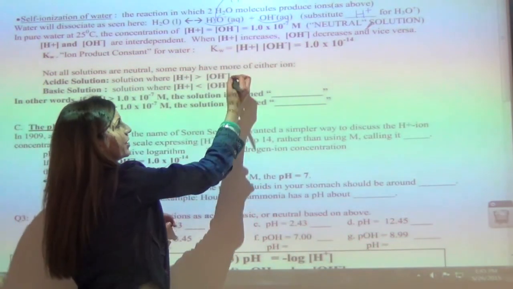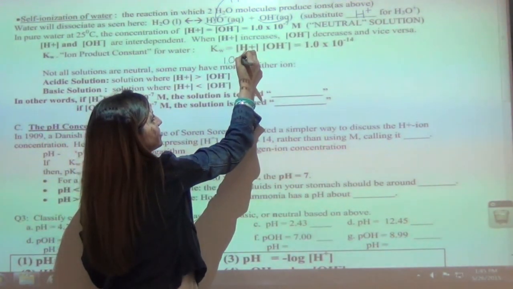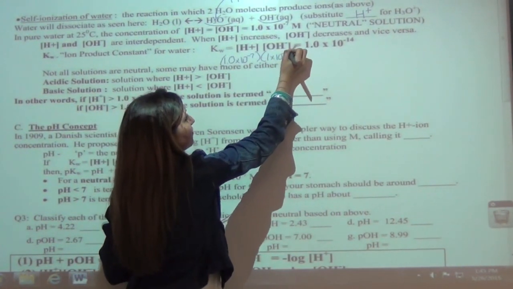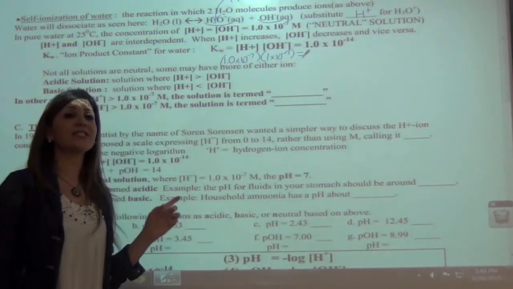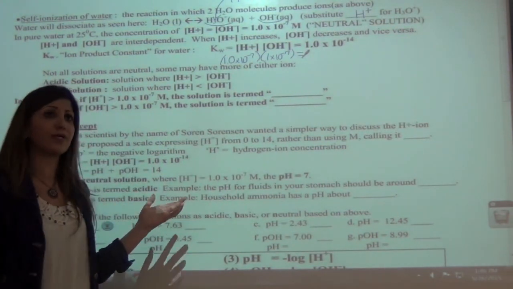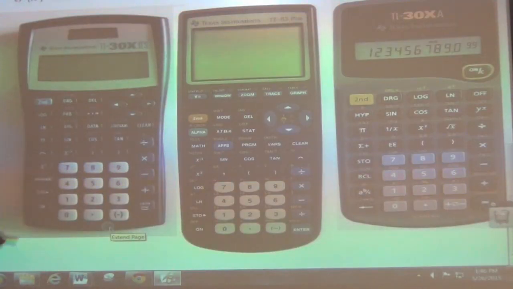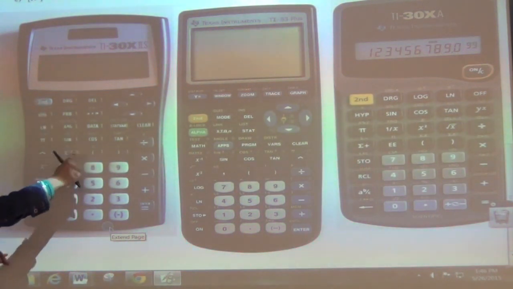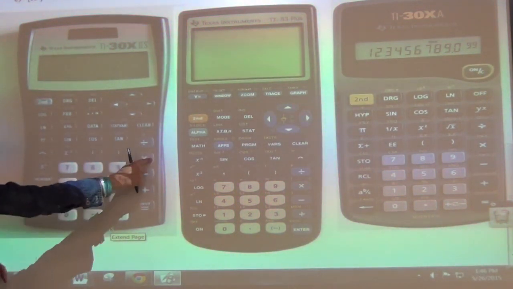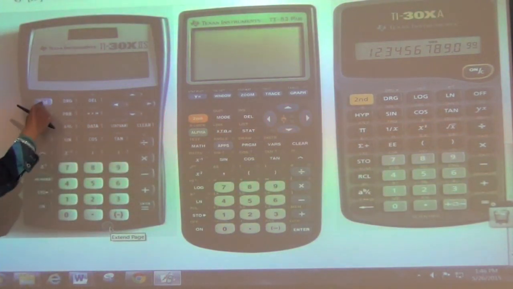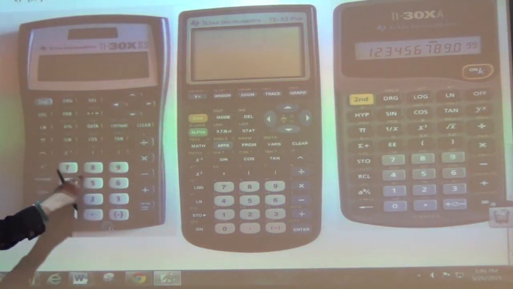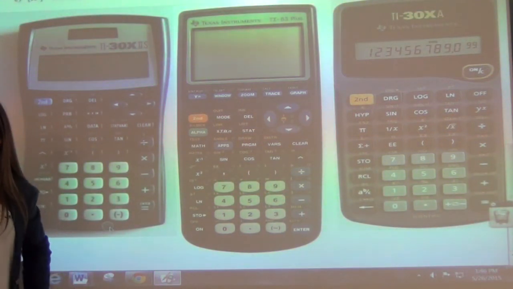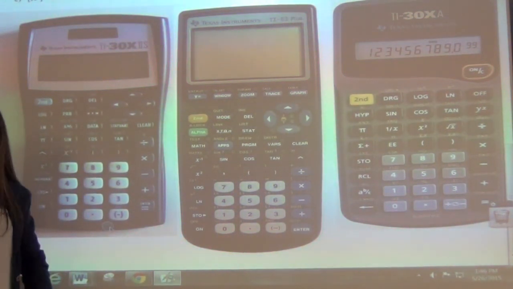Here's why. Well, if we said that they were equal to each other, and we wrote 1 times 10 to the negative 7 for this one, and 1 times 10 to the negative 7 for this one, if you plug this into your calculator, and you have to make sure that you do this correctly, if you're using a TI, for example, you'd want to click 1, hit your second key in the EE, and then hit the negative 7, multiplied by, again, 1 times 10, hit the second key, EE, negative 7, and what do you get when you do that? 1 times 10 to the negative 14.